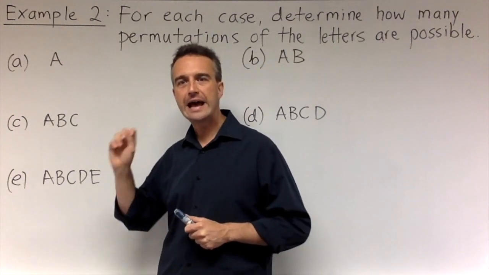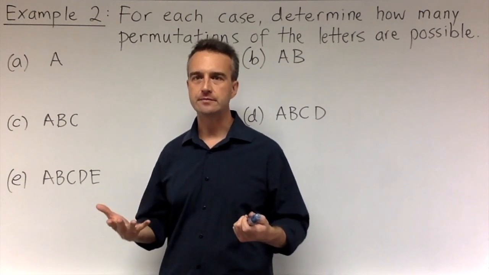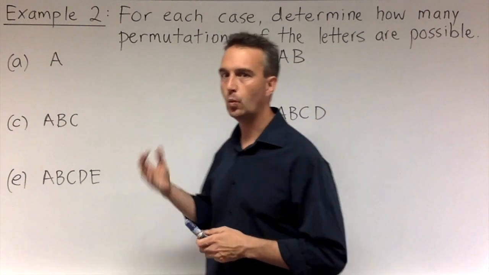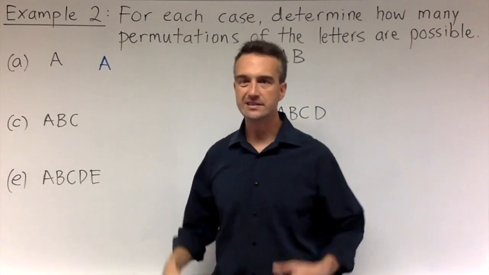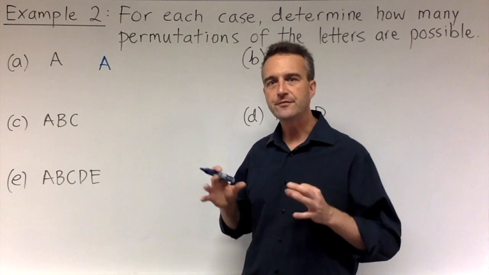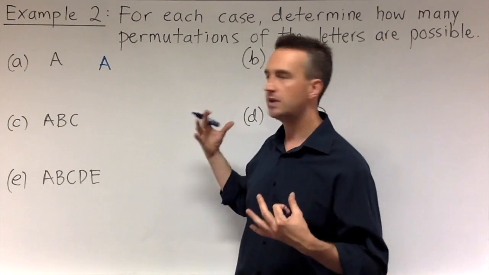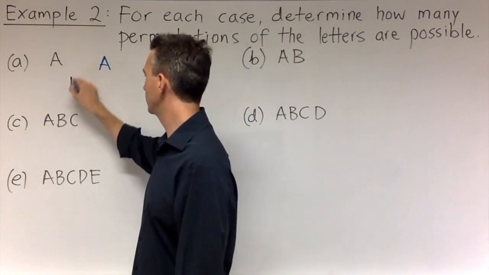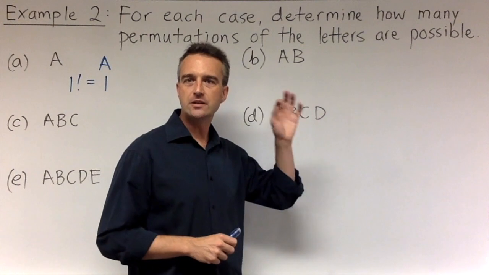For the first part, A, we have one letter. How many permutations are there for one letter? Easy, just one, A itself. That's it, only one way to do it. And the factorial tells us that the number of permutations is factorial 1, which is 1. Agrees.